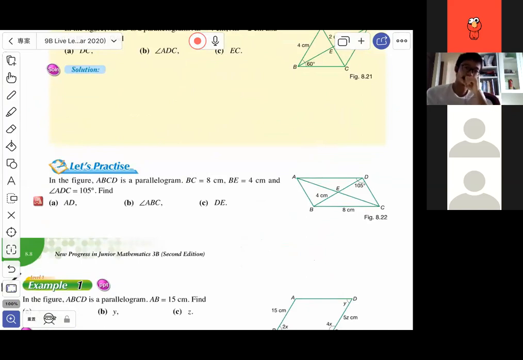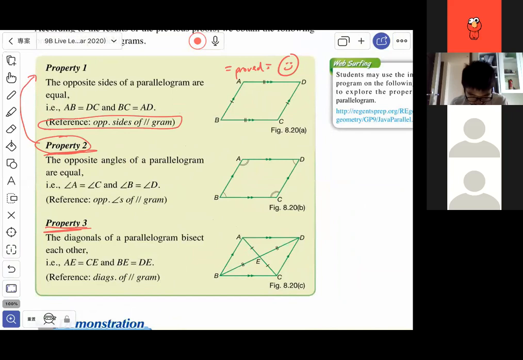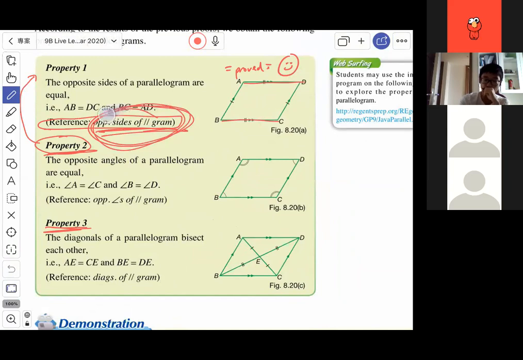been taught already. The remaining part is actually quite easy. You only have to memorize 3 more reasons. Okay, let's try to review it again. What are the 3 reasons? The first one is when we want to claim the 2 opposite sides are equal, we use the new reason, opposite sides of parallelogram.